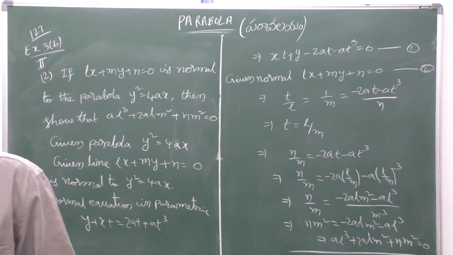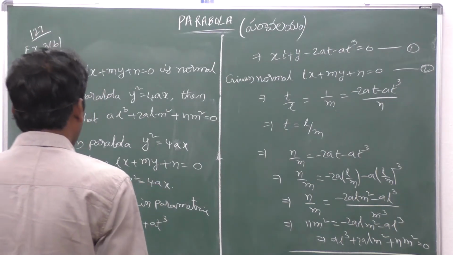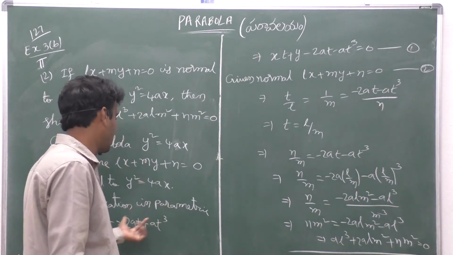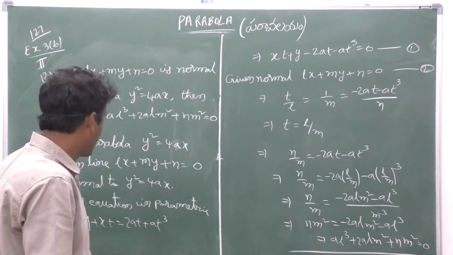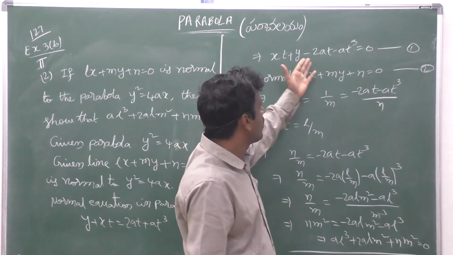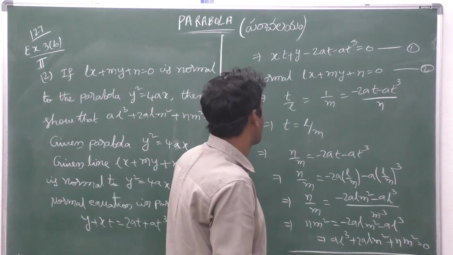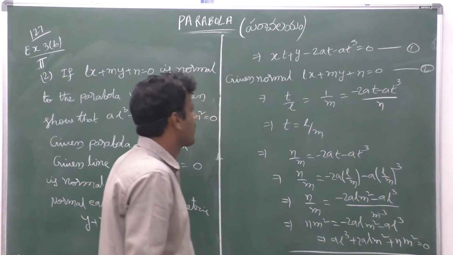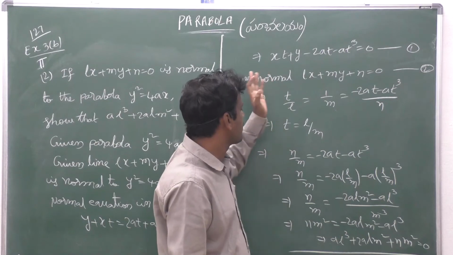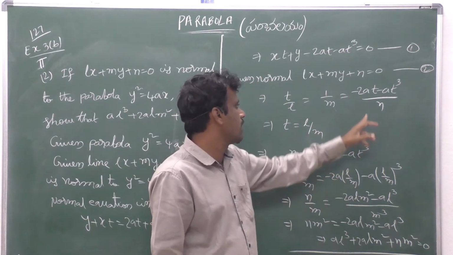General parametric form: y plus xt equal to 2at plus at cube. Given parabola y square equal to 4ax, given line lx plus my plus n equal to 0. Parametric form normal equation is y plus xt equal to 2at plus at cube. That is xt plus y minus 2at minus at cube equal to 0. Given normal lx plus my plus n equal to 0. T by l equal to 1 by m equal to minus 2at minus at cube by n. T equal to l by m. Substitute t equal to l by m in the equation. From these two we get n by m equal to minus 2at minus at cube.